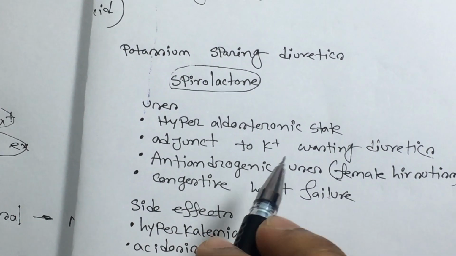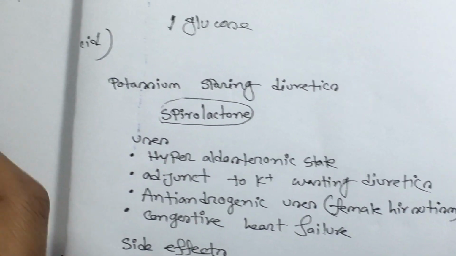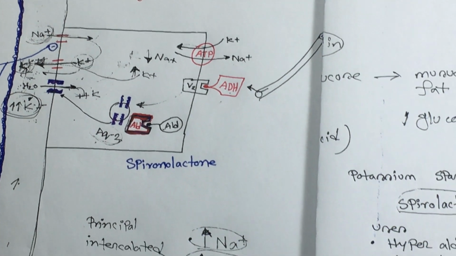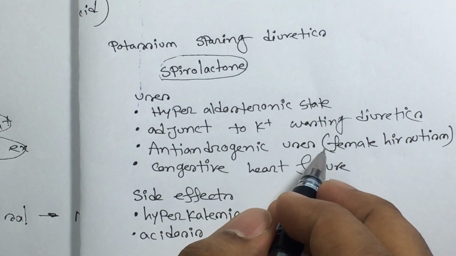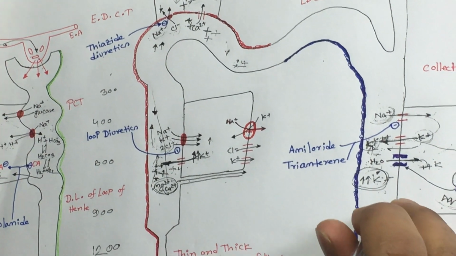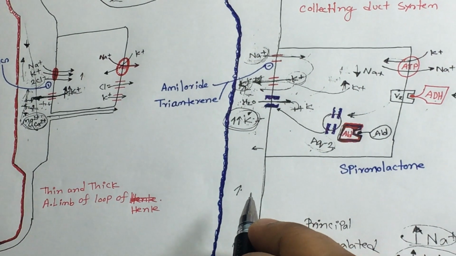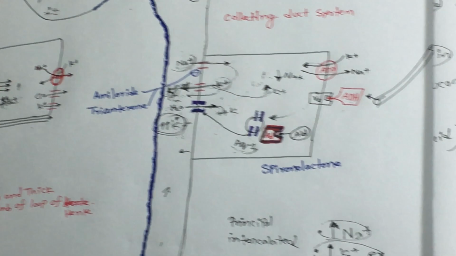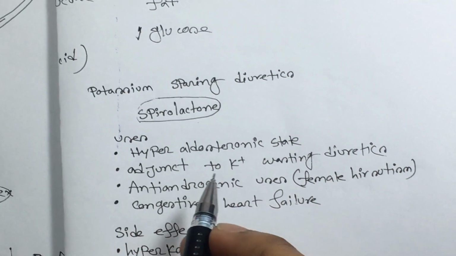Hyperaldosteronic state: if our blood has high aldosterone level, so by using this drug we can inhibit the aldosterone's activity. And another thing, adjunct to potassium sparing diuretics. We know these loop diuretics, thiazide diuretics, this all causes the potassium excretion. That means it makes the hypokalemia. So with this drug, we also can use this potassium sparing diuretic, that means spironolactone, to prevent the hypokalemia.